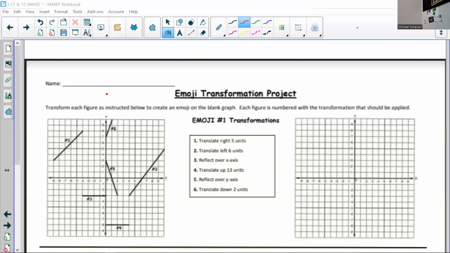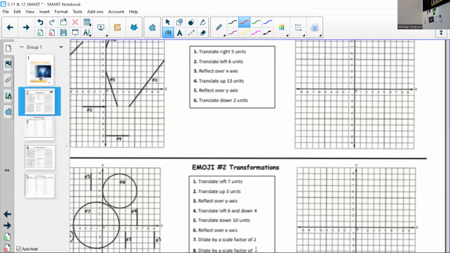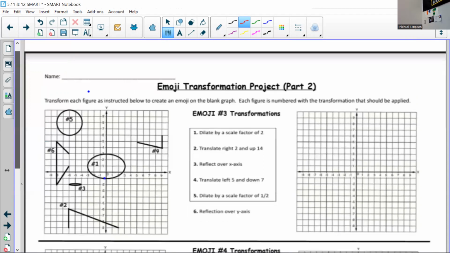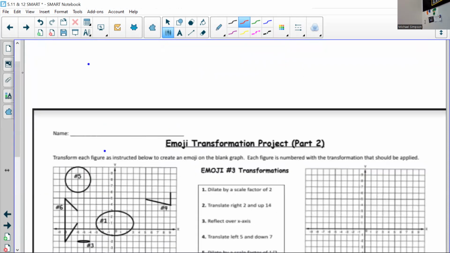Our class, this is a video explaining how to do the emoji project. So the first one, you should have two, a part one and a part two. Part one is emoji one and emoji two. Part two is emoji three and emoji four. So make sure you should have 4 sheets of paper. So make sure you're tracking that.